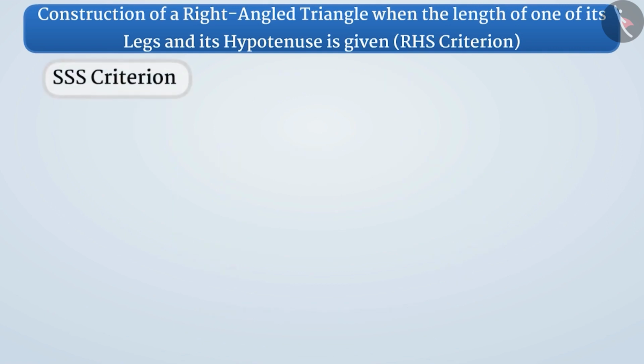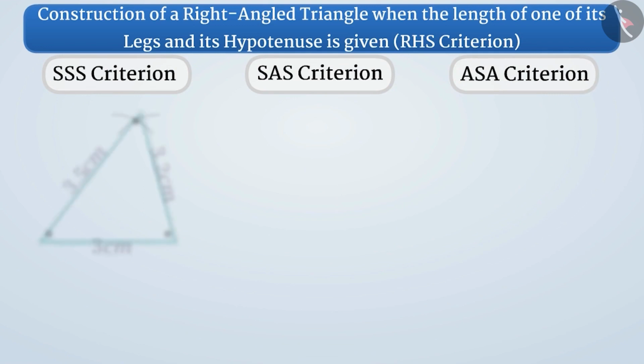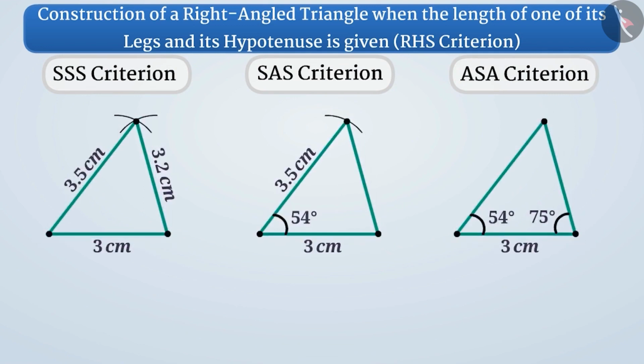This rule of congruency is also known as the RHS congruency criterion. So far, we have learned the construction of triangles based on SSS criterion, SAS criterion, and ASA criterion. Now, we will construct a triangle based on the RHS criterion.